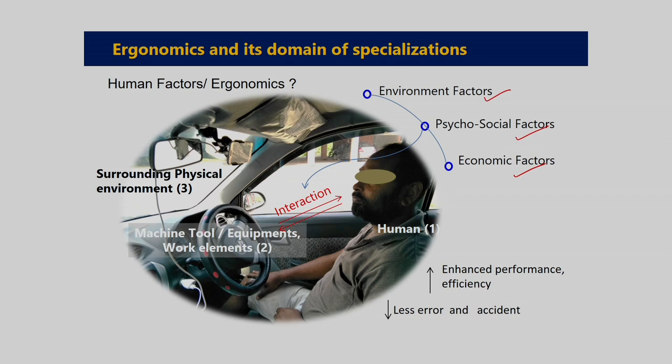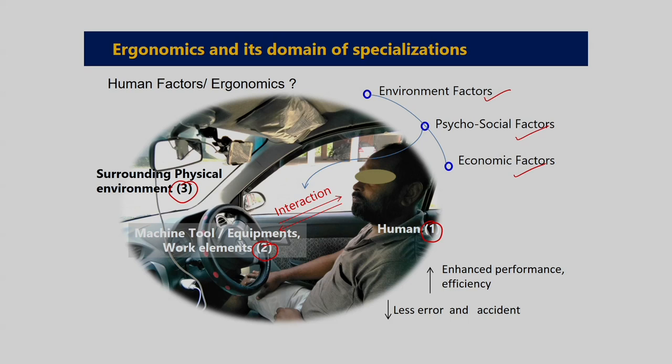Now, during this interaction, there are three components. One component is the human being, another is the work accessories, and the third component is the surrounding physical environment. These three components, human, work accessories or tools or equipment, and the surrounding physical environment, together make up the whole system. Then, what is the goal of automotive ergonomics?